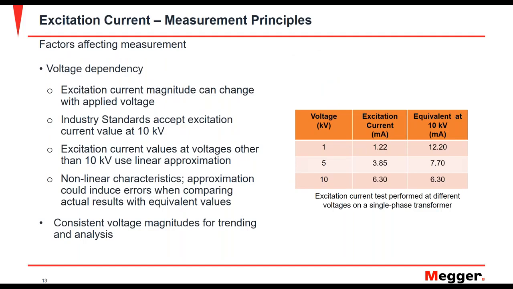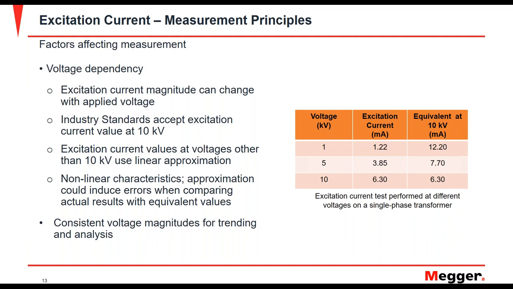And because of this nature of the test, industry standards have agreed upon one value at which excitation current has to be reported, and that value is 10 kV. So the way it works is, for excitation current, a voltage of 10 kV is applied to the high voltage winding. As long as this 10 kV does not exceed the rated voltage, a value of 10 kV is applied, and the current that's consumed by the primary or the high voltage winding is measured.